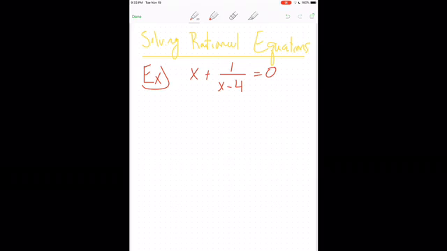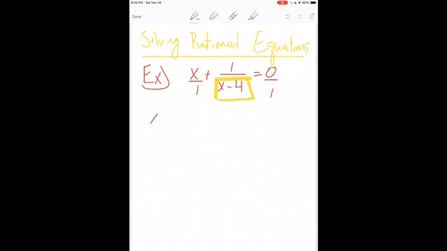The way we're going to think about this is let's just treat all of these as fractions, right? This is x over 1. You could call this 0 over 1. So one way to look at it is let's get the lowest common denominator. In this case, it's going to be your x minus 4. And you're going to multiply everything else to make sure that it has the common denominator of x minus 4.